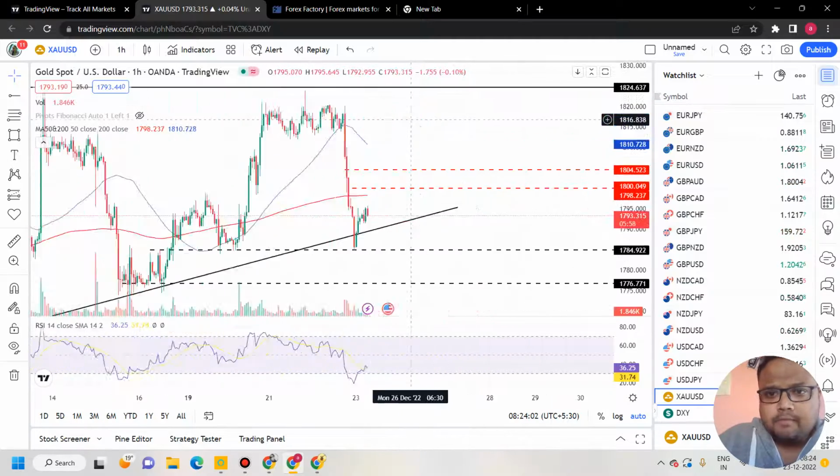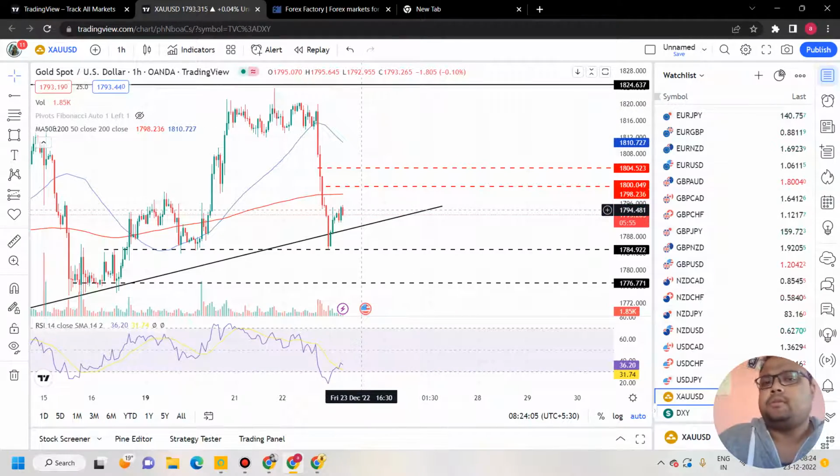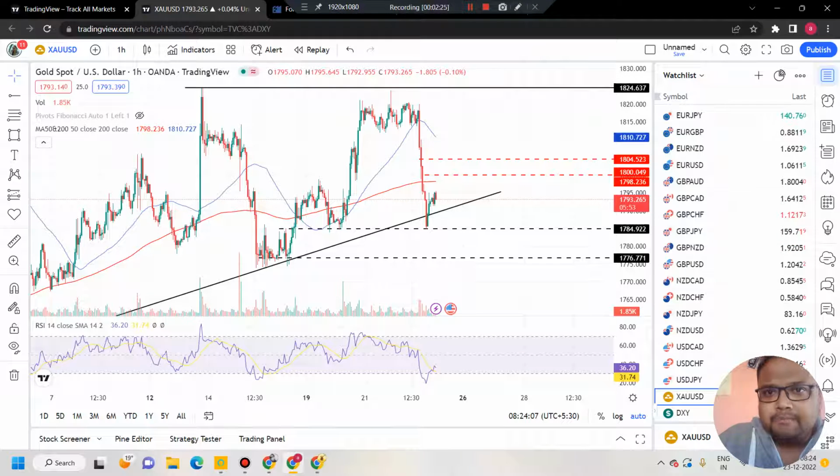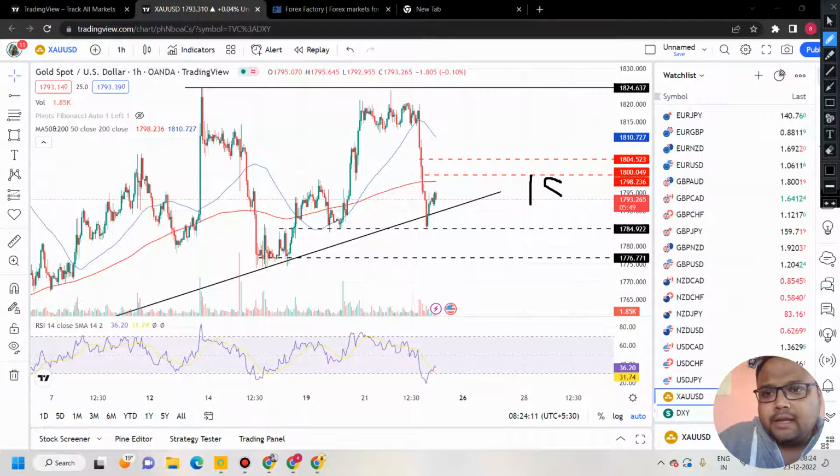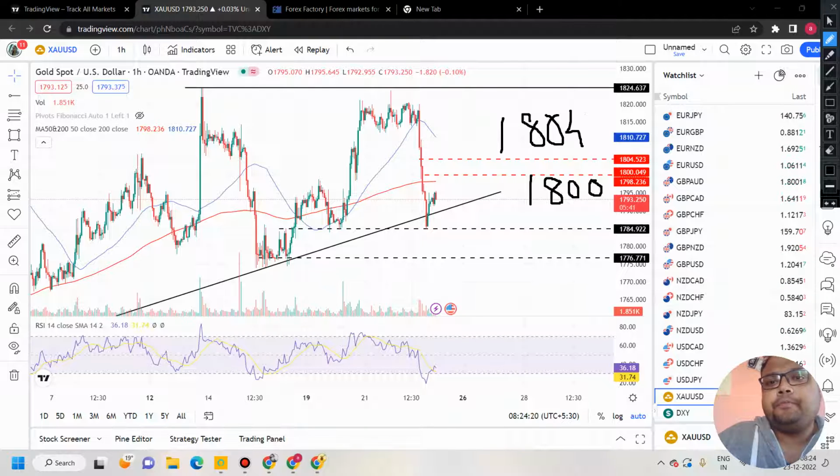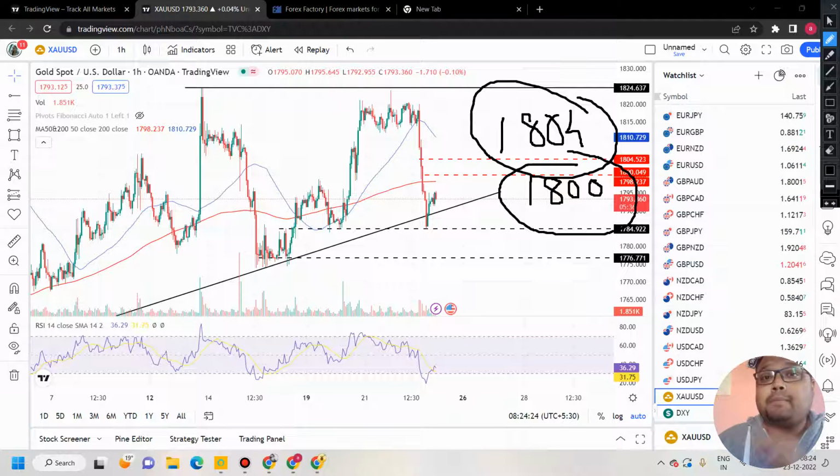First of all, if you have already taken a buy position, stay in the trade, no need to exit. You can take a small sell position around the 1800 level if the market reverses. In case the market breaks the 1800 level, your next resistance will be around 1804. 1804 and 1800, these two are minor resistances.